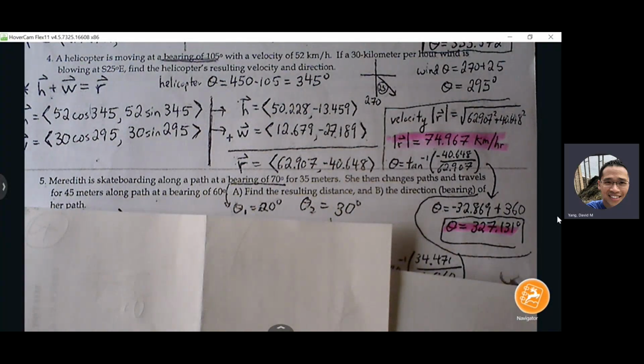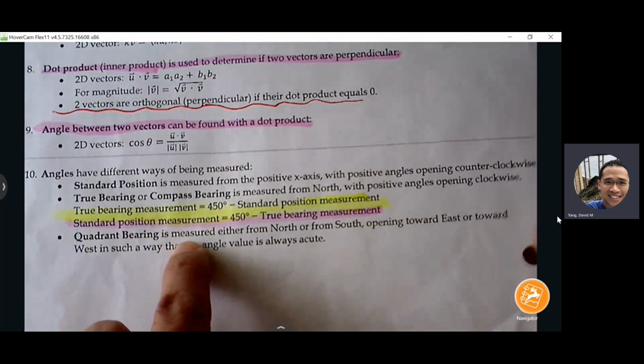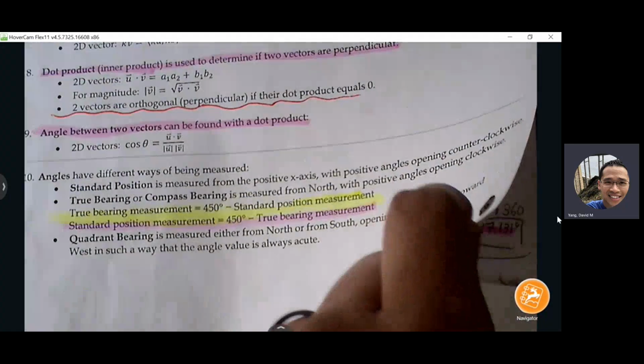Number four, your answer is magnitude, or your speed is 74.967 kilometers per hour, and then your direction theta is 327.131 degrees, fourth quadrant. Student, where did you get the 450 that you subtract 105 from? So it says bearing of 105. So bearing is 450 degrees minus. We went through this formula the previous day, how we said that standard position is just 450 minus the true bearing. So we don't have to draw it out. We can just use that formula.